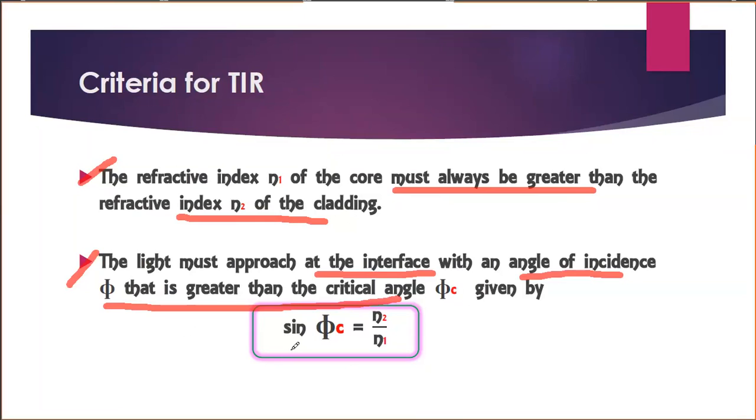And this is how you define the critical angle: sin phi c equals n2 by n1. Sometimes people say eta also, but I prefer to say n. So n2 is the refractive index of cladding, n1 is the refractive index of core. Keep in mind that by default we are considering the naming that whenever you see n1, we are talking about the core refractive index, and whenever you see n2, we are talking about the cladding refractive index, until someone specifies otherwise. If it is not given, then by default you have to take n1 as the core refractive index, and n2 will be the cladding refractive index.